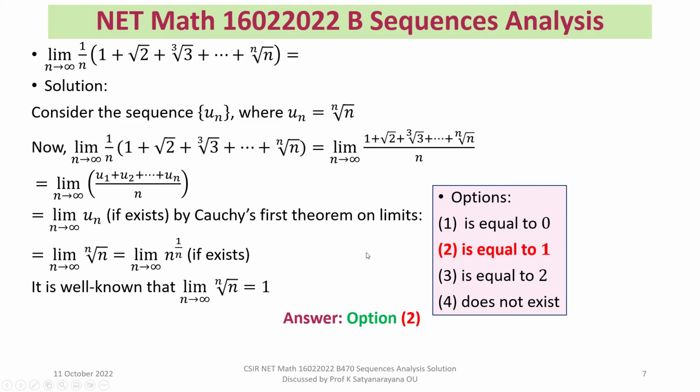So, that is the discussion of the solution of that problem. For those of you who do not know this limit, that the nth root of n tends to 1, I will show you that it is equal to 1 using Cauchy's second theorem on limits. Let's do it in the next slide.